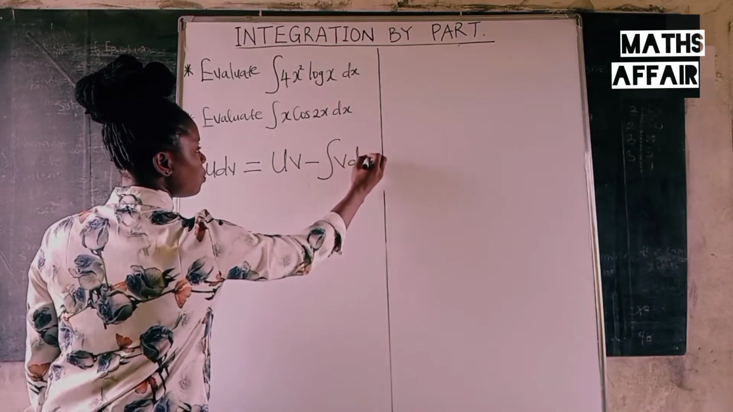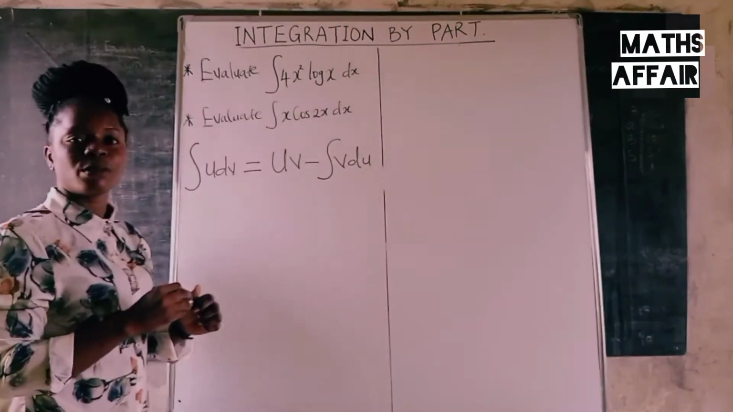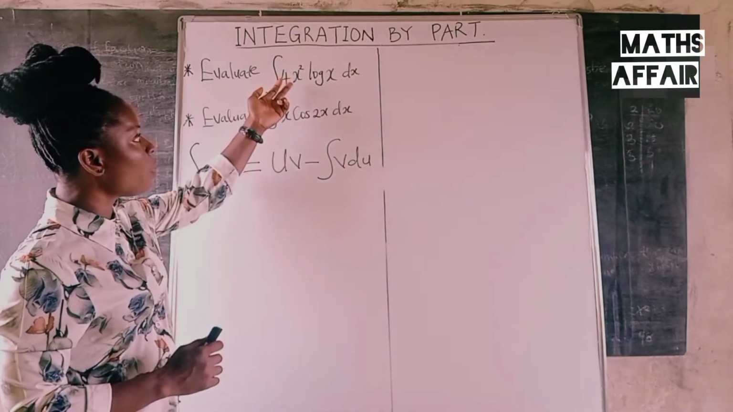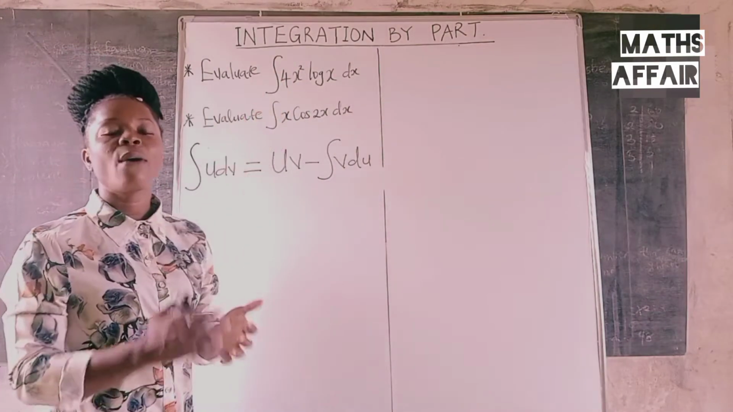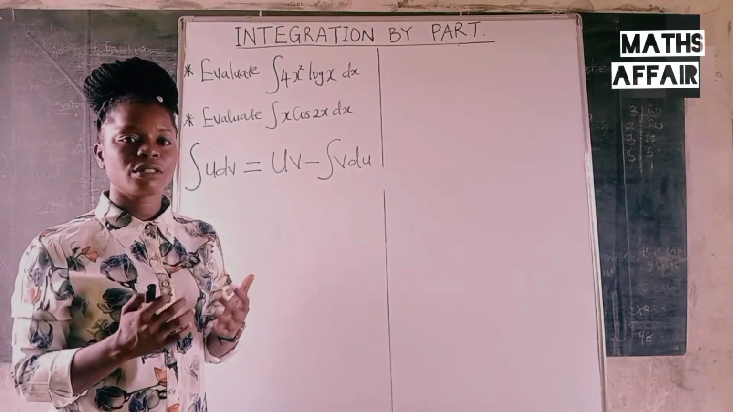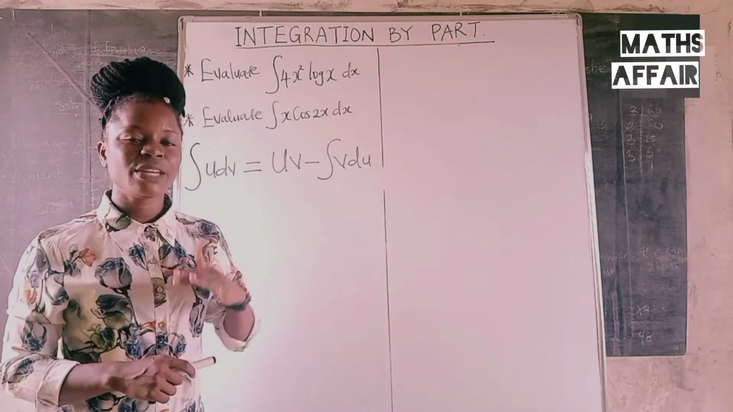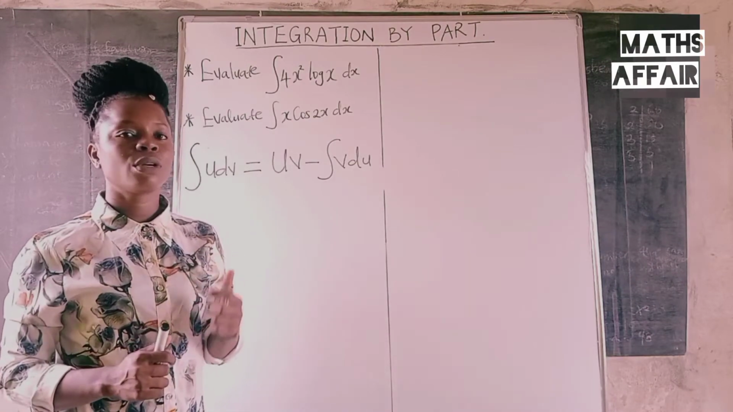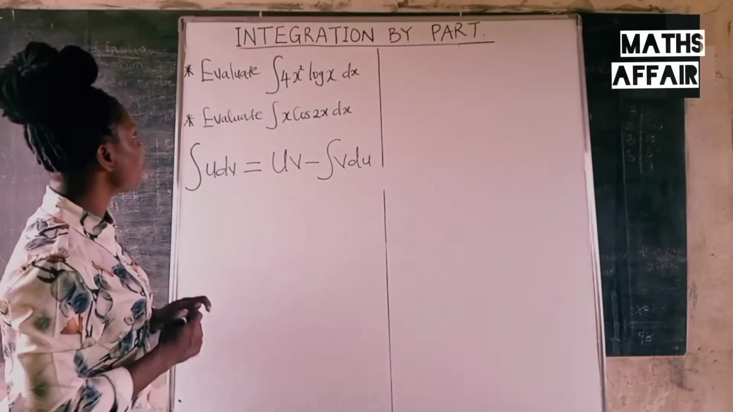v du. Now, knowing this formula is easy, but the issue is always how to pick your u and your dv. I advise you to always pick a function that, if you differentiate it, the degree of that function will reduce. And always pick that function as your u. So let's start solving this problem.